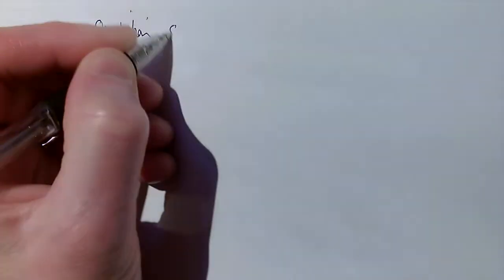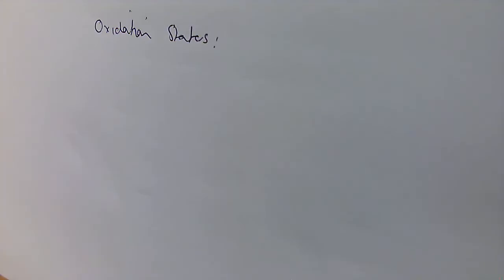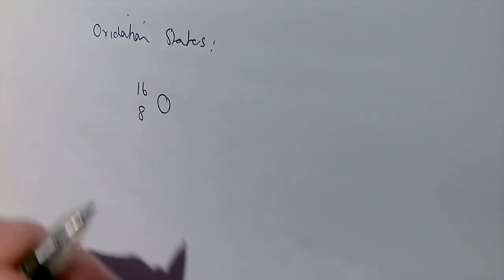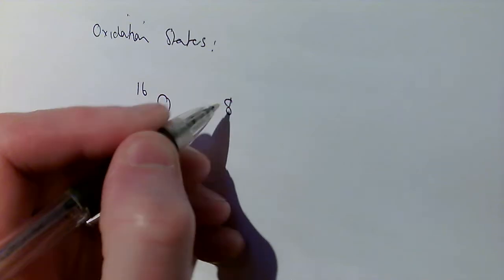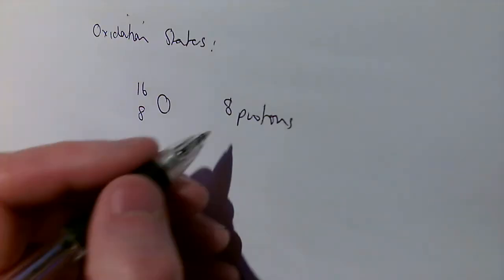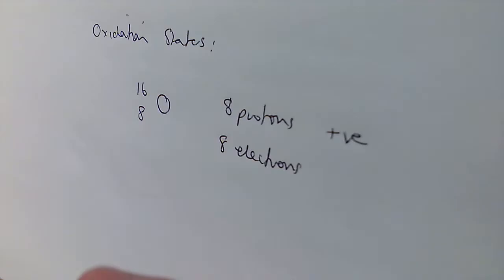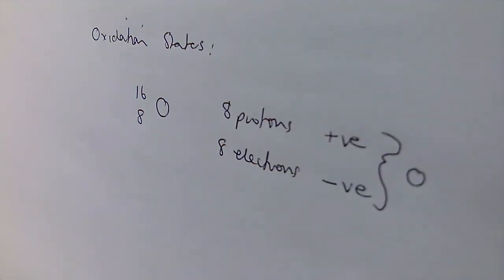Oxidation states. Okay, but before we do this, I just want to revisit atomic structure and look at how atoms of elements are represented on the periodic table. So if we take something like oxygen, you'll see 16, 8, 0, which means it's got 8 protons and 8 electrons. Okay, that means it's got 8 positive charges and 8 negative charges. So the overall charge on an atom of oxygen is 0.